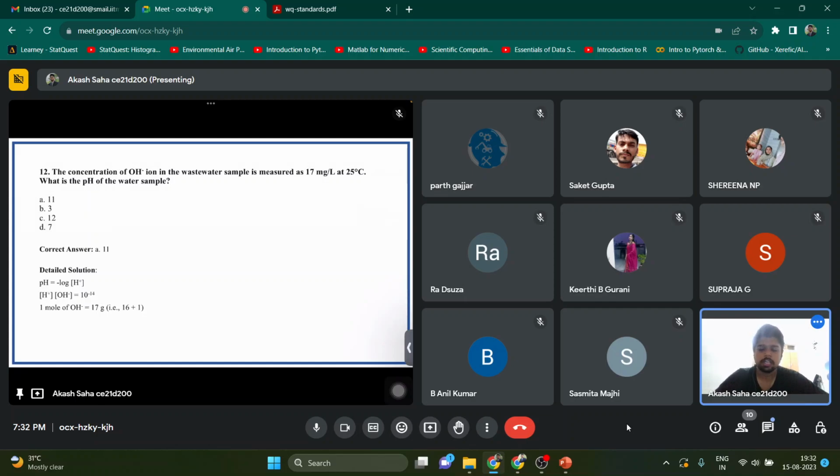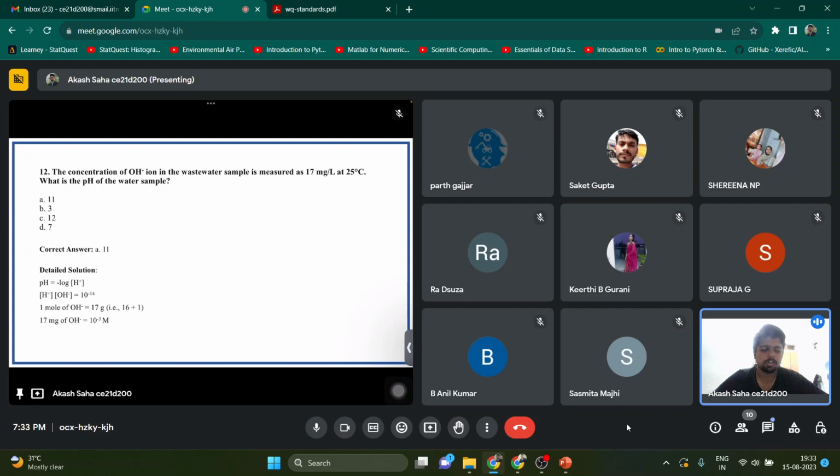So here we know that 1 mole of OH minus ion will be equal to 17 grams, because O is 16, H is 1. But we have been given that the OH minus ion concentration is 17 milligram per liter. So if it's in milligram per liter, it will be 10 raised to power minus 3 mole. Is it clear? So 1 divided by 1000, we are changing gram to milligram. So instead of 1 mole, it will be 10 raised to power minus 3 mole per liter. That is molar.